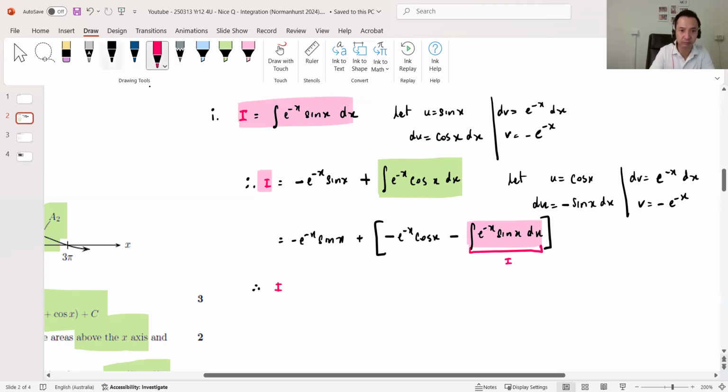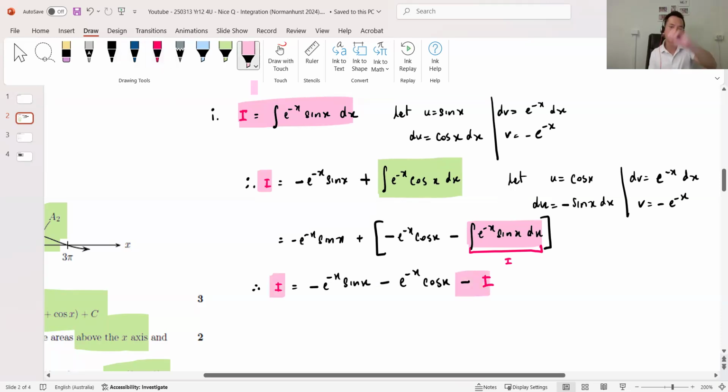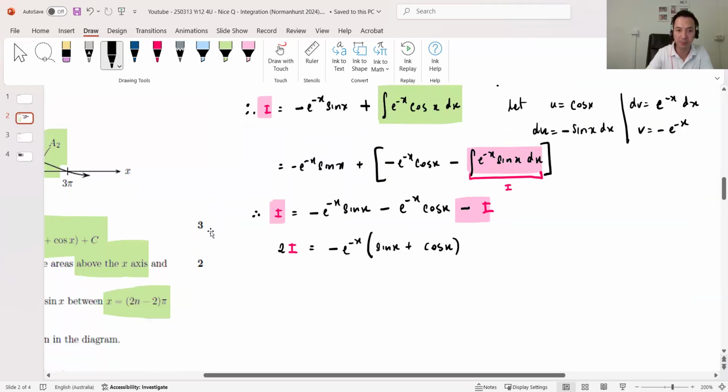I equals minus e minus x sine x minus e minus x cos x minus I. Yep, group your I's, right? Bring the I's together. So bring that I over so you get 2I. Sorry, I keep using pink I. Equals, and maybe factorize, negative e minus x times sine x plus cos x. And then divide by 2.